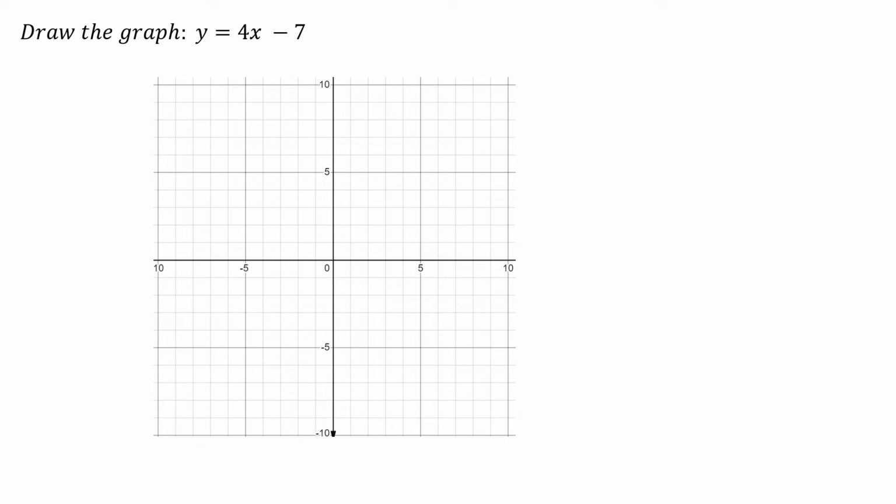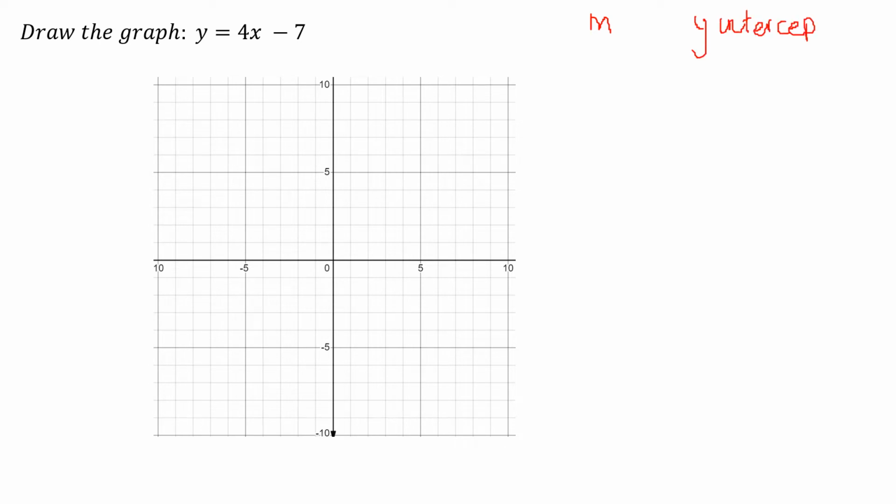So what we're going to be doing in this video, we're going to be drawing graphs. Usually what you would do, you would have a table of values and you'd put in the value of x as 0, 1, 2, -1 and so on. We're not going to be doing that in this lesson. We're going to do something slightly different. We're going to use the two things that we've just discussed, our gradient and our y-intercept.